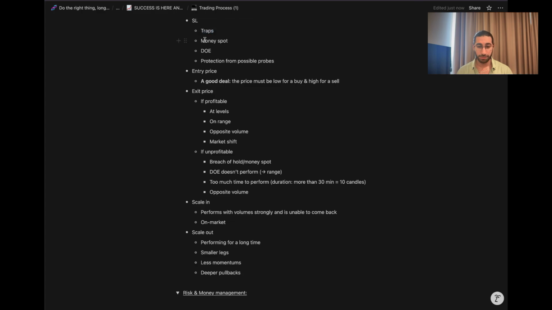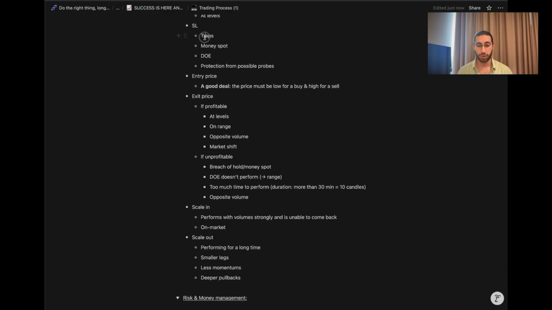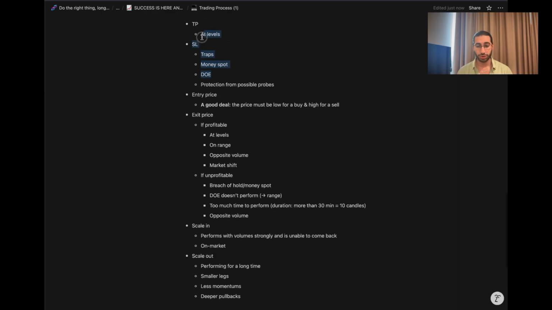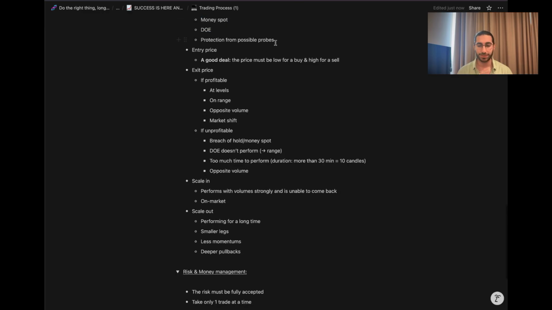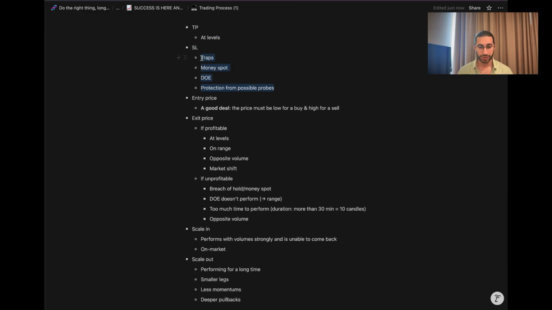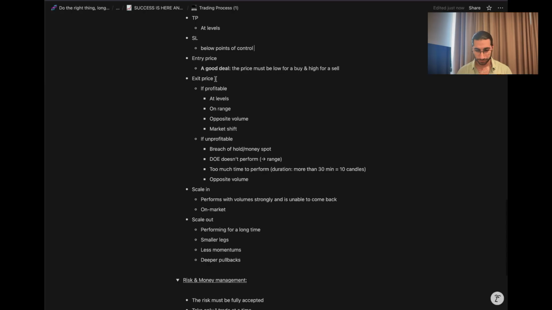So you put it below the money spot, and when I talk about the money spot or DOE or traps, all these are keywords that are invented as labels. I don't really like them. So I'm just going to rewrite it, okay? I'm just going to do it like this. Below points of control. Okay?